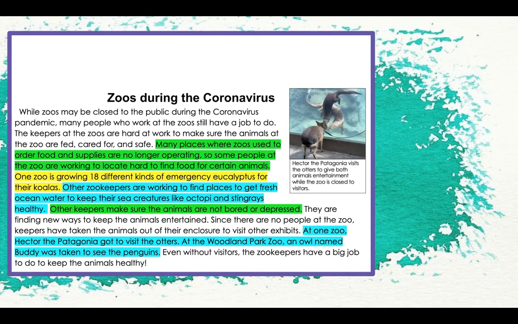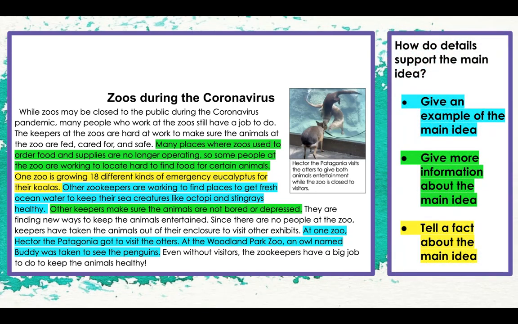Since there are no people at the zoo, keepers have taken the animals out of their enclosure to visit other exhibits. At one zoo, Hector the Patagonia got to visit the otters. At the Woodland Park Zoo, an owl named Buddy was taken to see the penguins. Even without visitors, the zookeepers have a big job to do to keep the animals healthy.